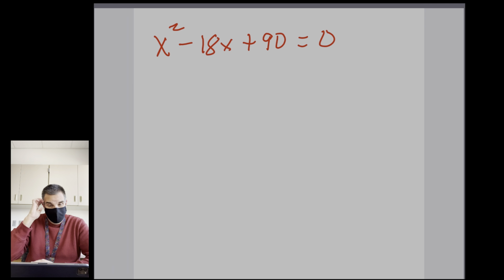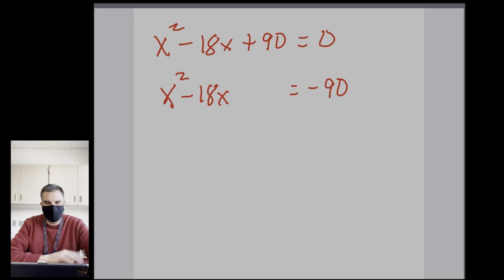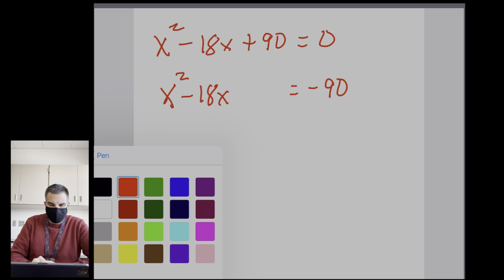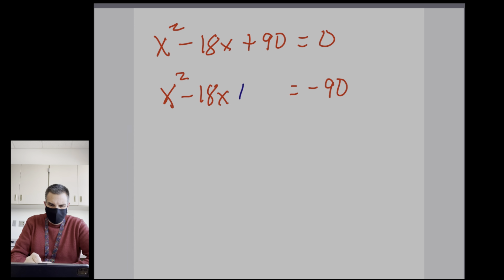Let's look at another one. Let's go x squared minus 18x plus 90 equals 0. We're going to solve this by completing the square. Okay, so step 1, we're going to move the 90 to the other side, so that's minus 90. Now we're going to complete the square. The symbol, by the way, is always going to be a plus, so we've got to figure out what we have to put in the box.